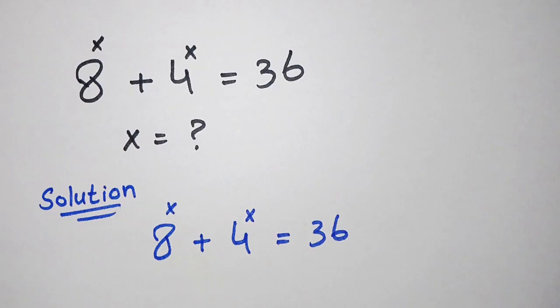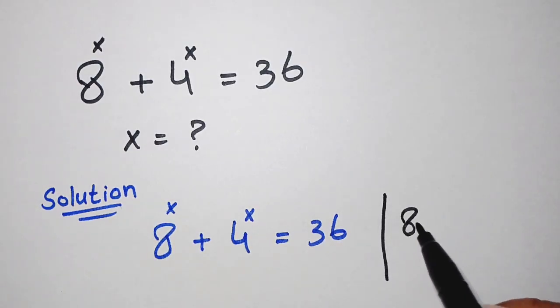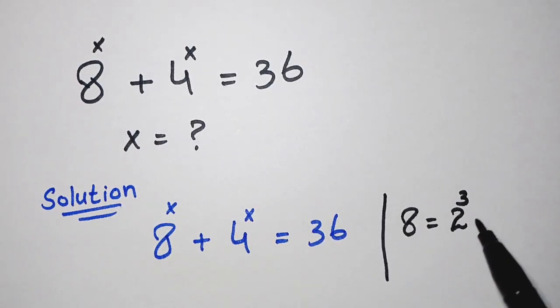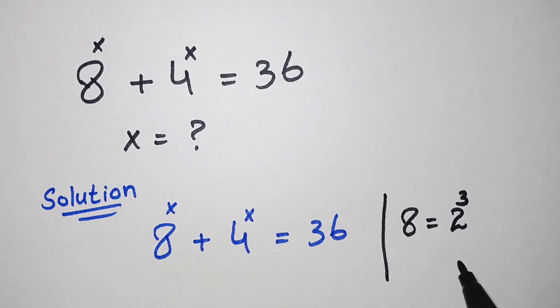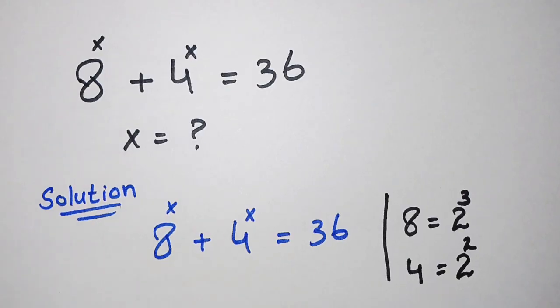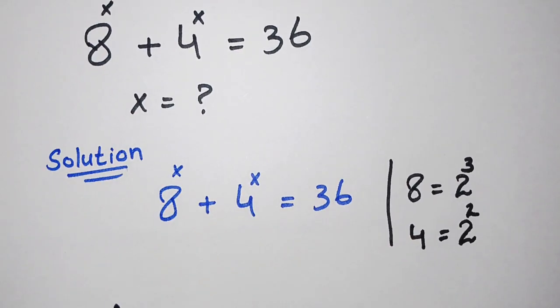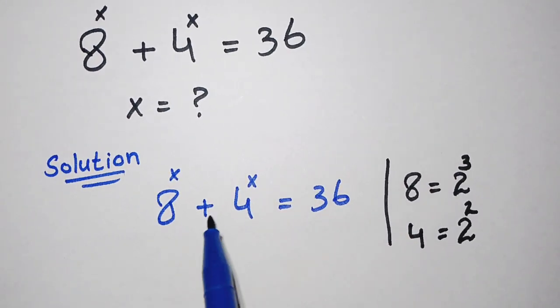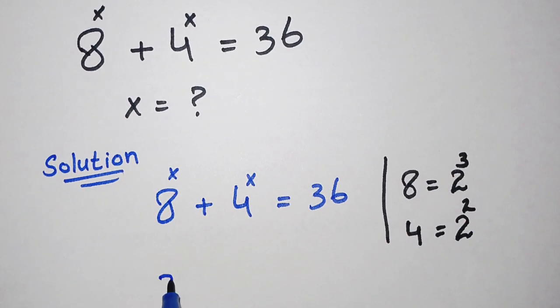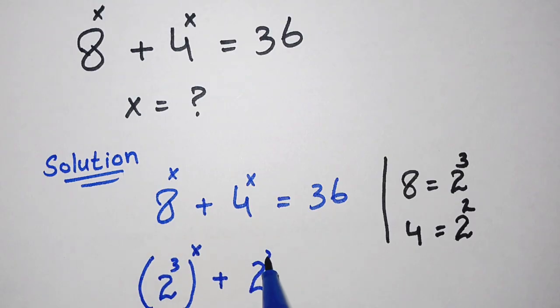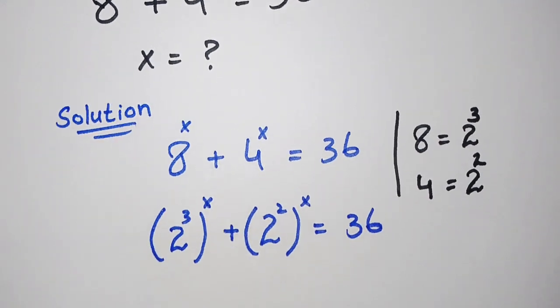Here we know that 8 is equal to 2 to the power of 3, and we also know that 2 to the power of 2 is equal to 4. So here we have to replace 8 by 2 to the power of 3 and 4 by 2 to the power of 2. So in the next step, this will become 2 to the power of 3, the whole to the power of x, plus 2 to the power of 2, the whole to the power of x, is equal to 36.